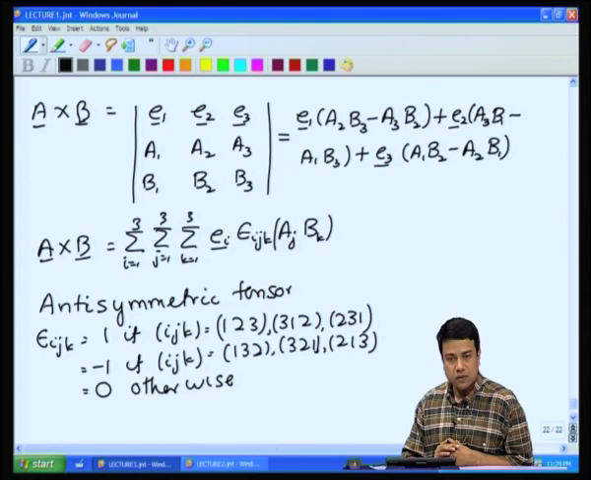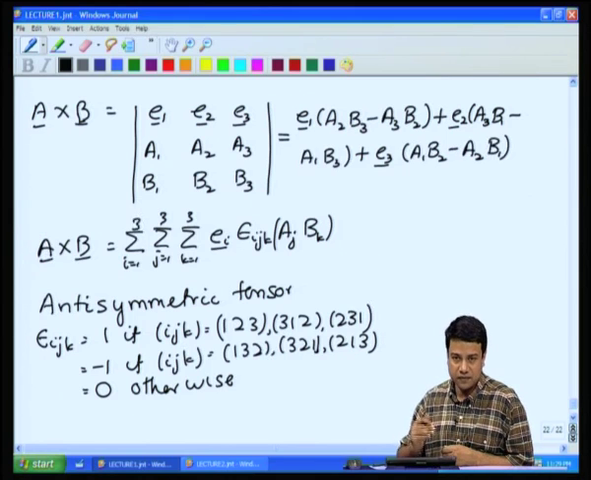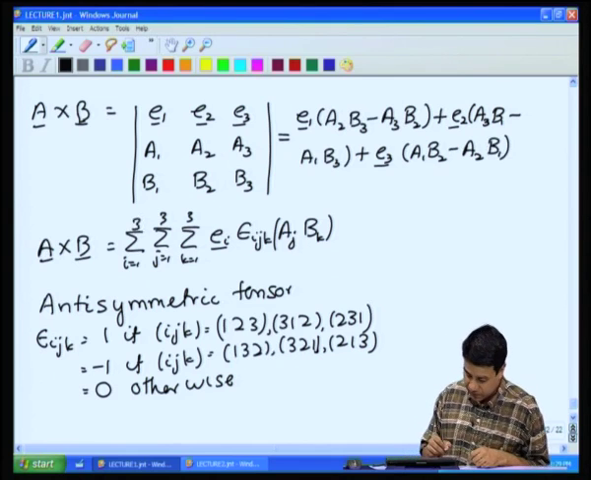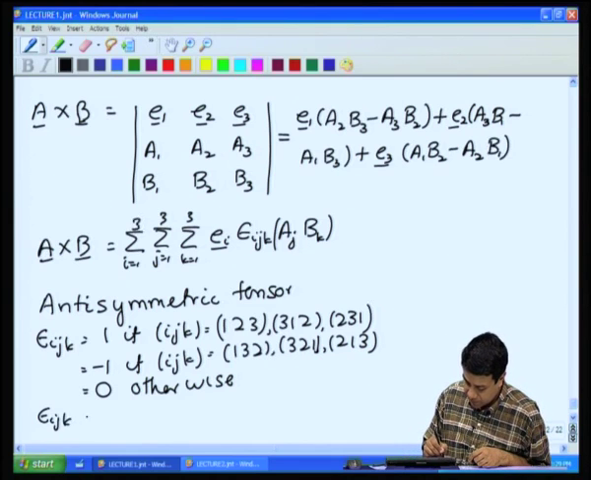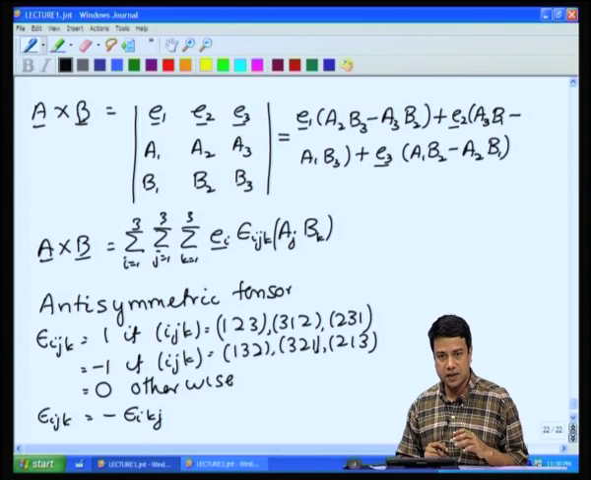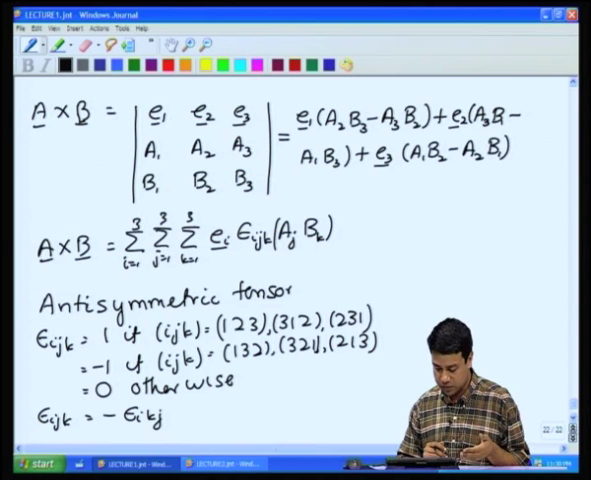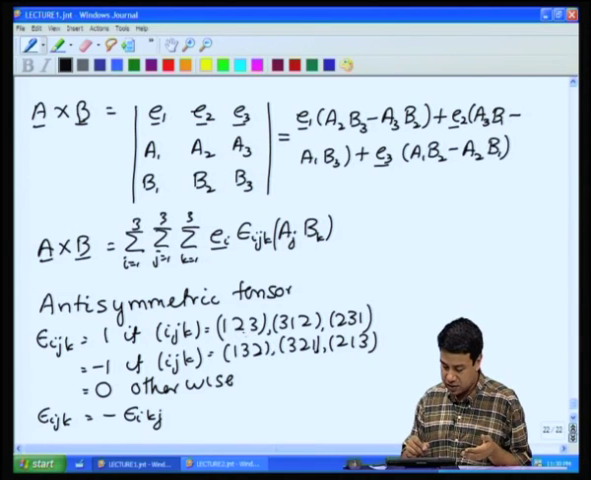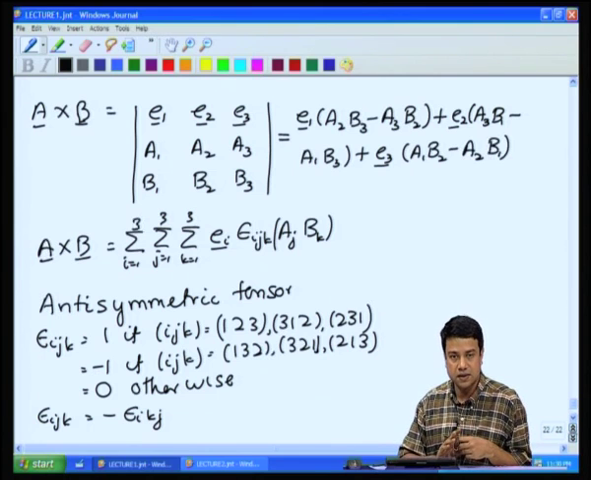Notice one thing about this tensor. If I interchange any 2 indices, I get the negative of its value. That is epsilon I j k is equal to minus epsilon I k j. That is why it is called an anti-symmetric tensor. You go from one to the other by multiplying by minus 1. In this case I have interchanged 3 and 2 and I get minus 1. In this case, I have interchanged 1 and 2 and I get minus 1, and vice versa.